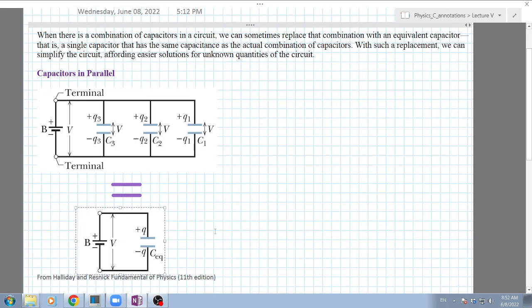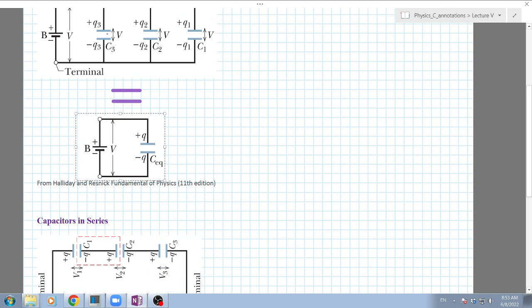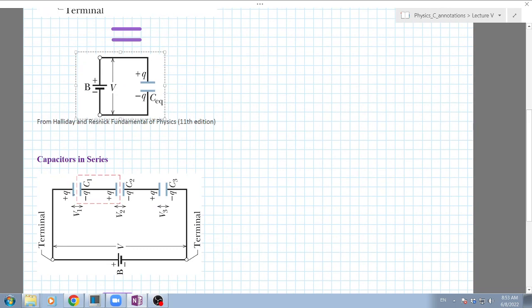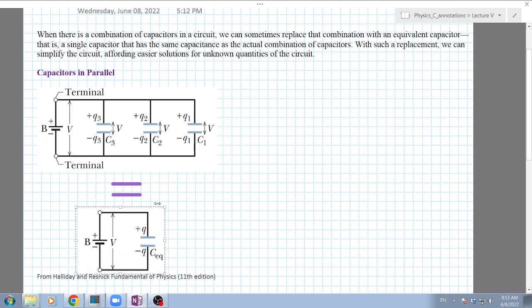Okay, guys, today this is not new for us, right? We learned this in high school: how to derive the expressions for the equivalent capacitance of a circuit that has capacitors in parallel and for a circuit that has capacitors in series. This is so important because this is one of the major techniques to solve for unknowns in circuits.